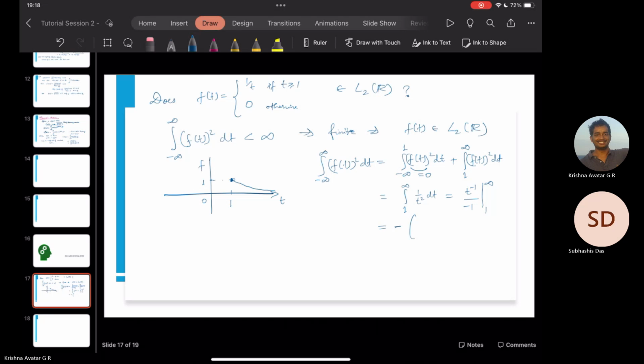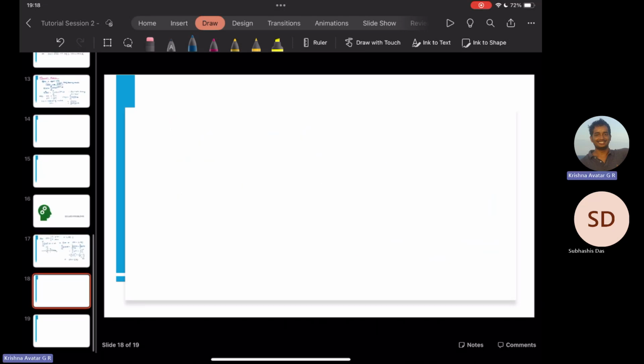So t is equal to infinity, right? Let's first write it down as minus 1 by t, from 1 to infinity. Here we can bring the minus outside, and then you have 1 by infinity minus 1 by 1, which is minus 1. So 1 by infinity actually becomes 0. So you have 1, and this is finite, which means that f of t does belong to L2 of 1.